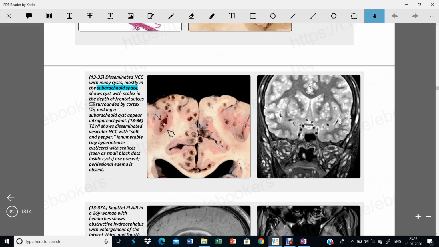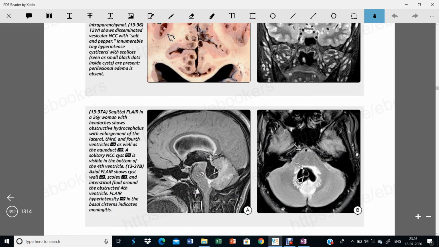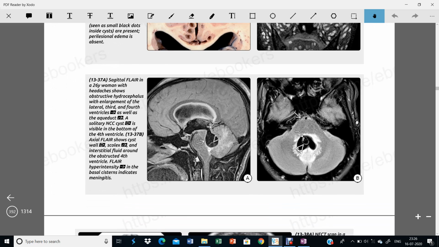So this could be the colloidal stage or the vesicular stage. As there is no perilesional edema, it is not the colloidal stage. It is most likely the vesicular stage. In this picture, we will see an intraventricular lesion. This is the intraventricular lesion. This is also an intraventricular lesion, an intraventricular cyst.